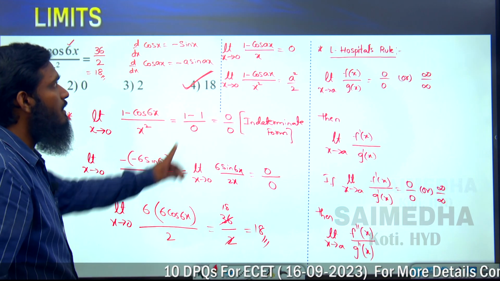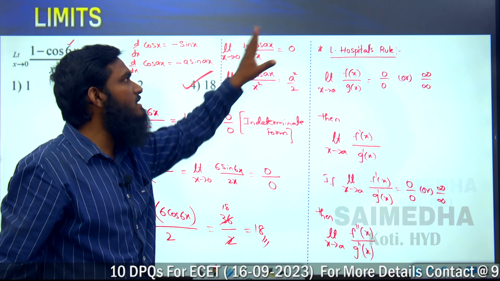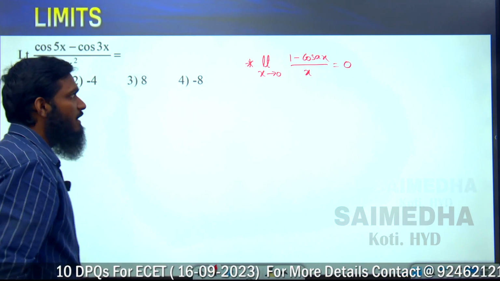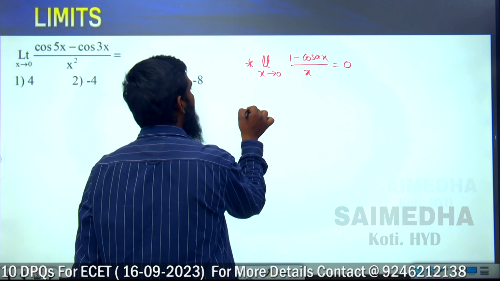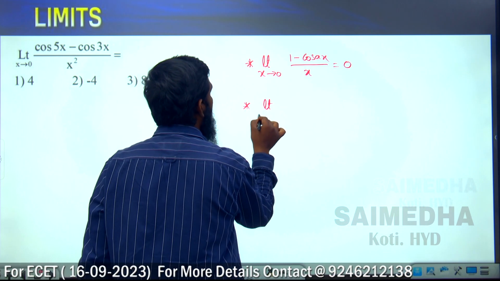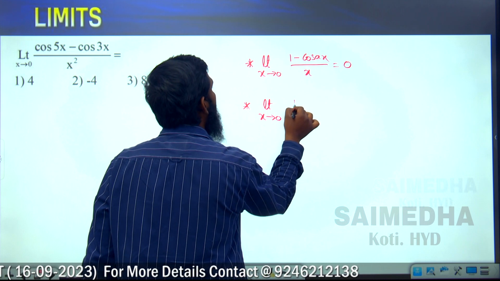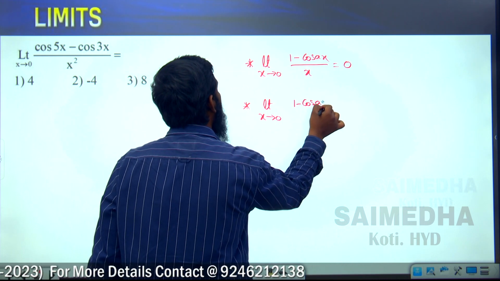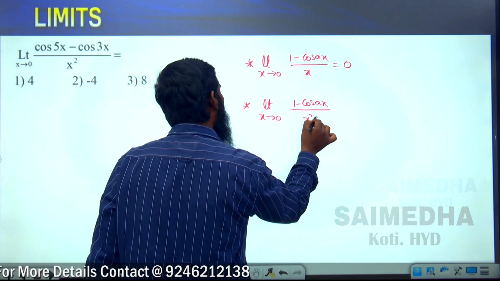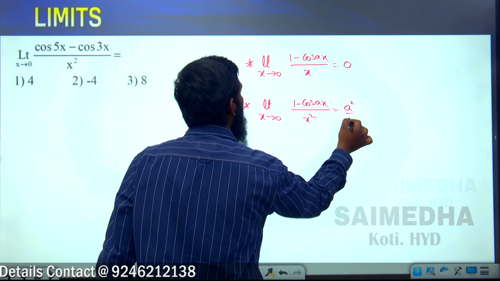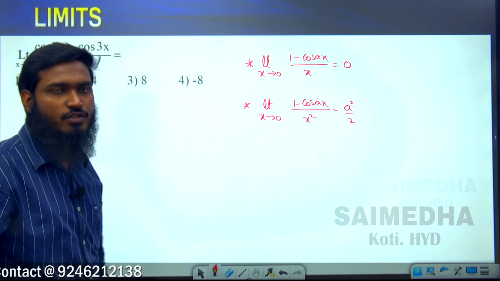The first formula we have taken is (1 minus cos ax) by x is equal to 0. Now the next part, limit x tends to 0, if you have (1 minus cos ax) divided by x square, it is equal to a square by 2. This is the second shortcut we have taken.